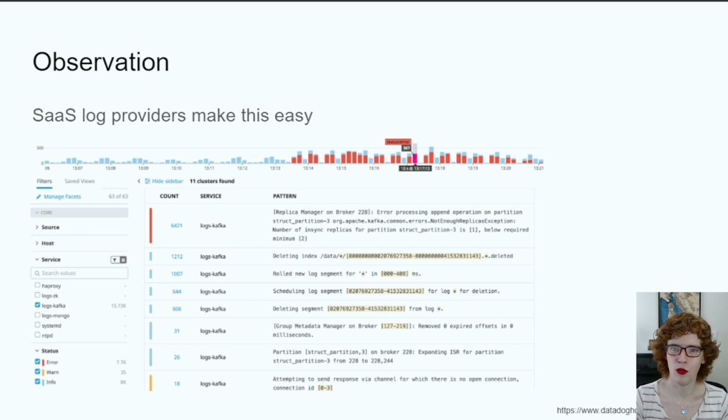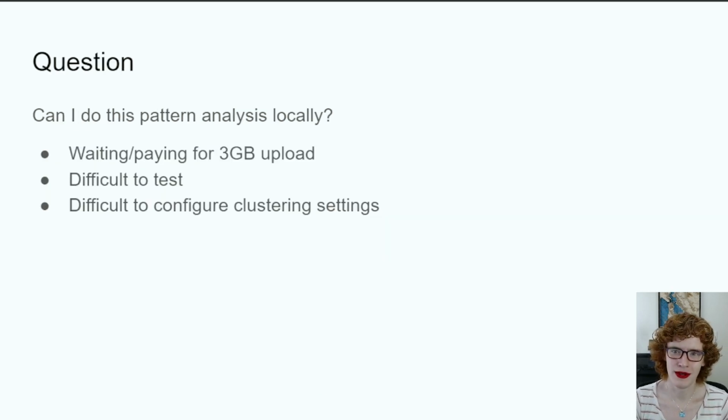But I didn't necessarily want to use a SaaS log provider to solve this problem because I didn't really want to wait or pay for uploading 3 gigabytes of data to the cloud. I didn't really know if I could test this on a smaller scale with a cloud provider, and it didn't really seem like Datadog had options for configuring the clustering settings. So if I wanted to tune the delimiters or tune the tightness on the pattern recognition, it didn't really seem like that was an option. So I really wanted to find a way to do this locally as opposed to in the cloud.